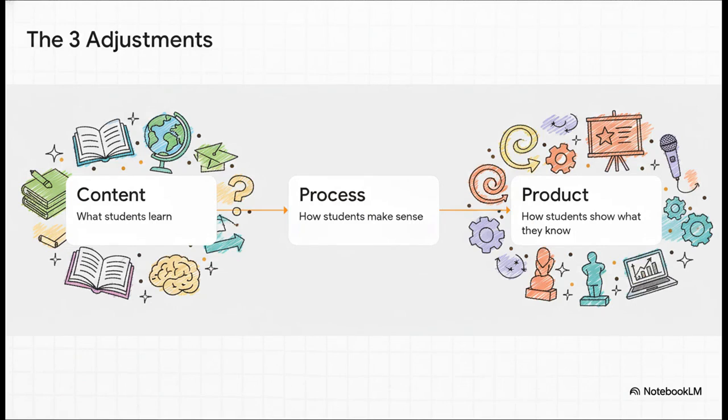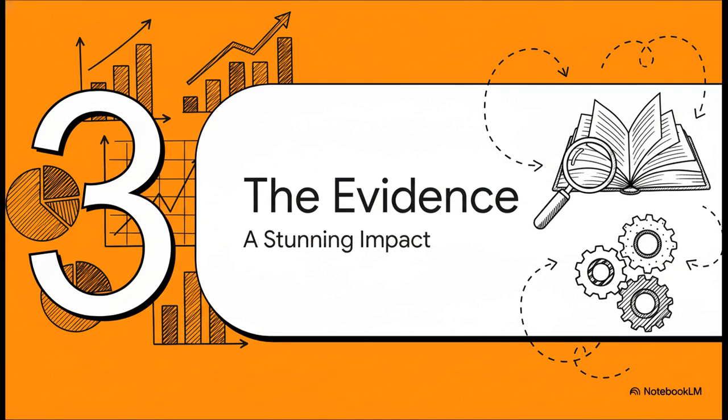Okay, so how do you actually do that? Well, it boils down to these 3 key adjustments. You can switch up the content. That's what students are learning. You can adjust the process. That's how they're learning it and making sense of it. And you can vary the product, which is how they show you what they've learned. Content, process, product. Simple.